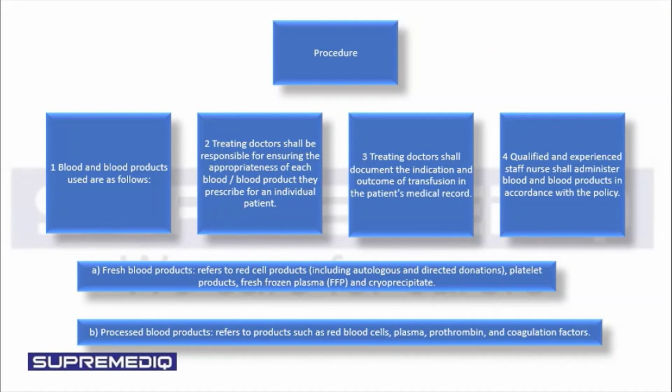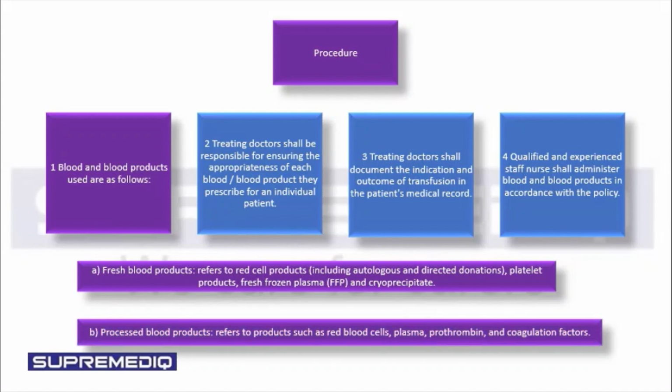Procedure. 1. Blood and blood products used are as follows. A. Fresh blood products refers to red cell products, including autologous and directed donations, platelet products, fresh frozen plasma, FFP, and cryoprecipitate. B. Processed blood products refers to products such as red blood cells, plasma, prothrombin, and coagulation factors.